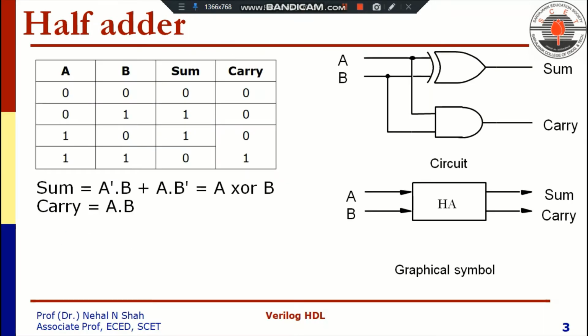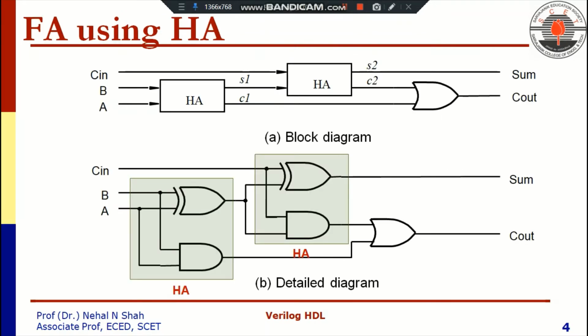When we use structural modeling, we need to understand circuit of adder. First of all, you can observe half adder truth table is shown over here. Half adder we can create using one XOR gate and one AND gate, which is having two input A and B, and sum and carry are the output. Using half adder as a component, we can write full adder by using two half adder, and in addition to that one OR gate.